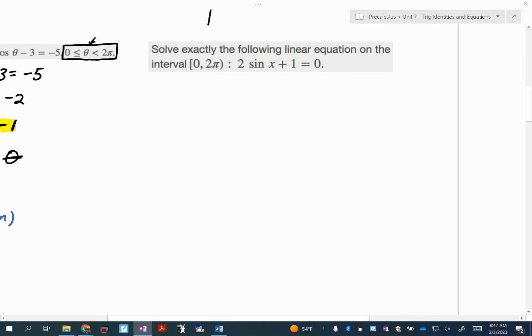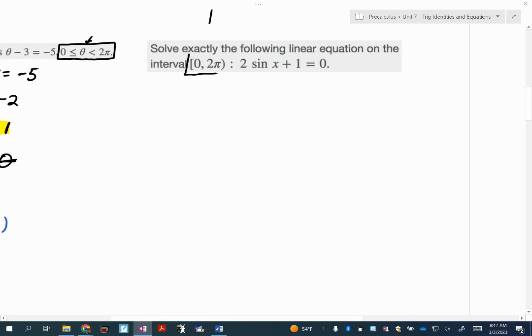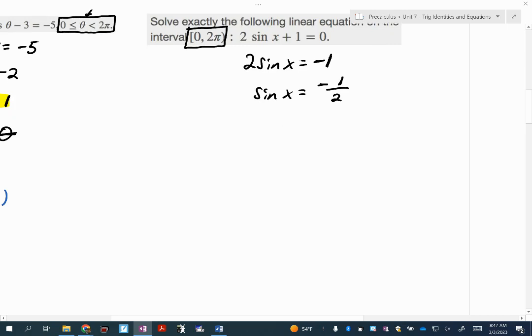All right, another one kind of similar to that. Again, it tells us we're going between 0 and 2 pi. So let's move the positive 1 over with subtraction. 0 minus 1 is -1. Let's move the 2 over with division, and we get -1/2. All right, so now watch, this is different. We haven't done this yet. All right, we've isolated our trig function.